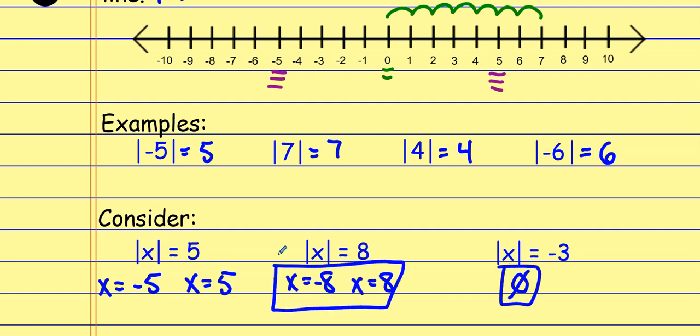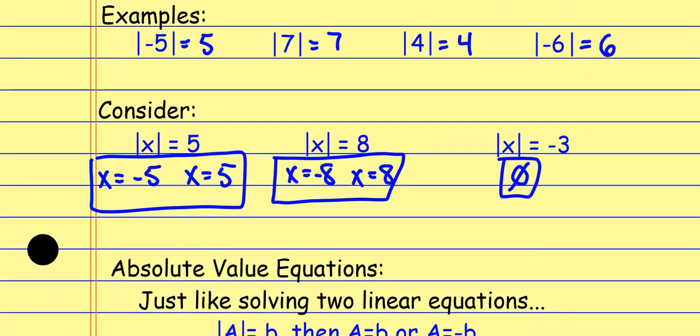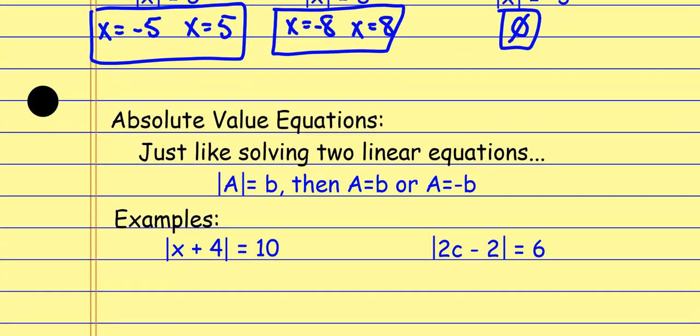Okay, so again, the idea here is the absolute value typically gives us two answers unless we're talking about something like that last one, which is impossible. So watch out for that special case. Okay, and so kind of here's how we approach this then. So basically the same thing we were just doing, like when I had the absolute value of x equals 5, it could be a 5 or a -5. Those are both 5 units away from 0.